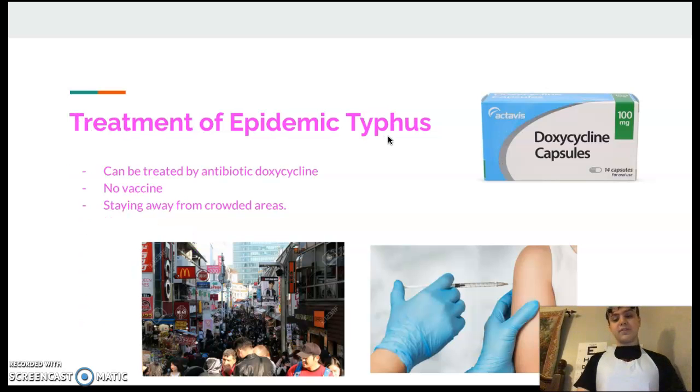So let's go into treatment of epidemic typhus. It's treated by the antibiotic doxycycline, which is right there. There isn't a vaccine for it. I'm pretty sure it's not considered that lethal to actually have a vaccine, so none just exists. And then alternatively, the way that you can actually prevent yourself from catching epidemic typhus is just staying away from crowded areas and not getting into contact with lice.